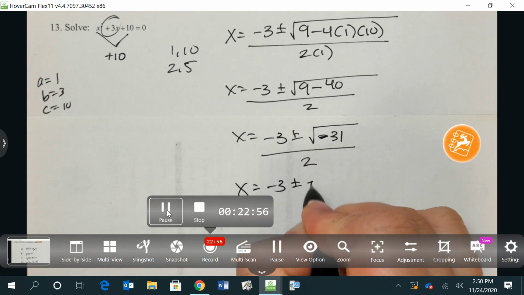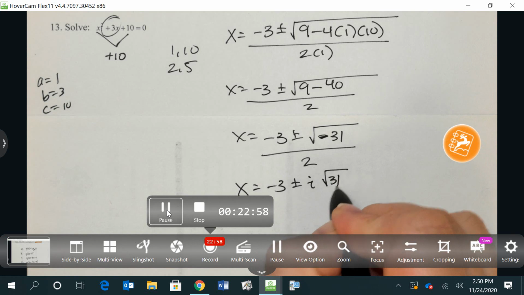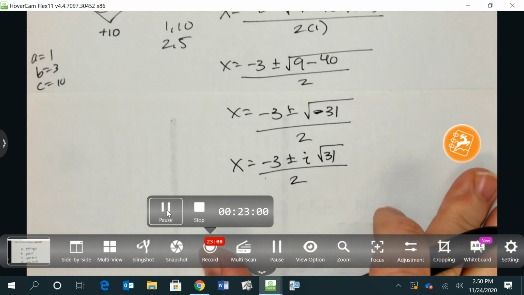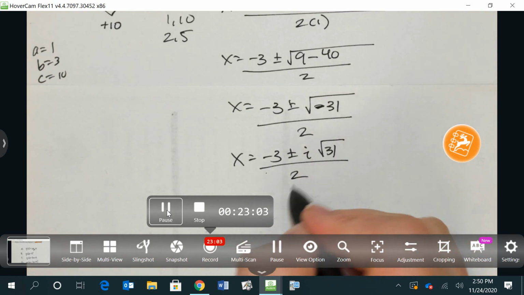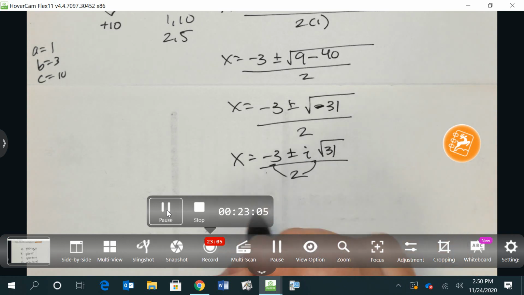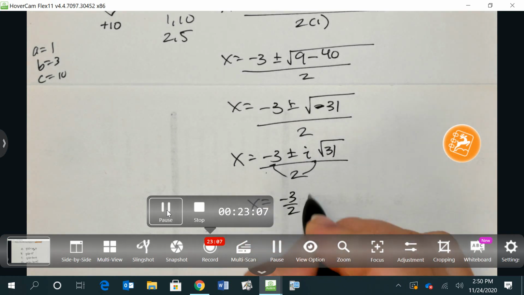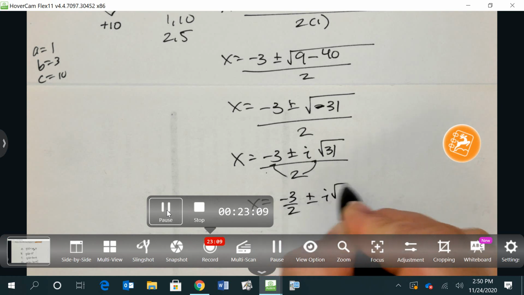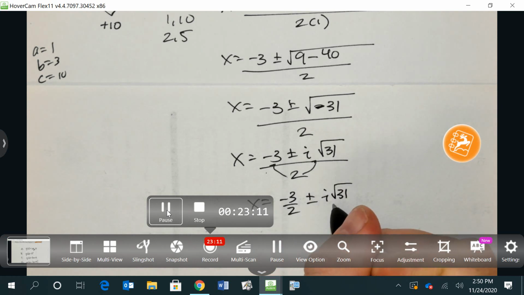The negative sign sneaks out and becomes imaginary. And I know 31 is prime. It cannot be broken down any further. And so I'm fine with this being the answer. You sometimes maybe see it broken apart like this. Negative 3 halves plus or minus the square root of 31 i over 2.